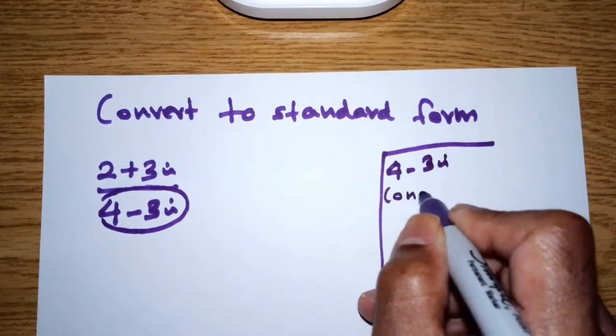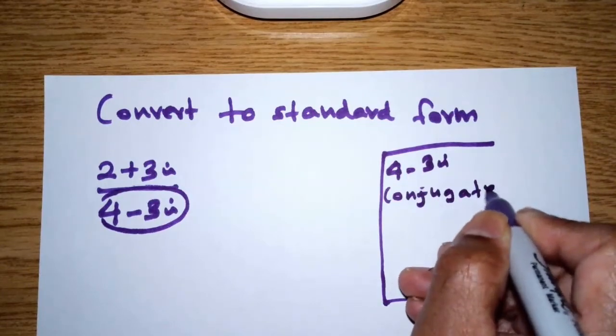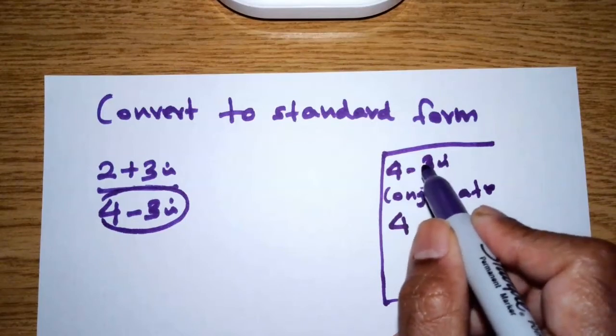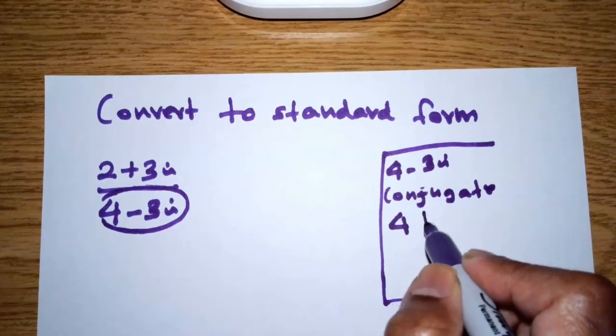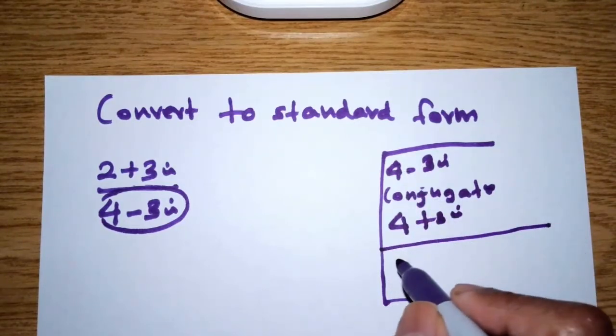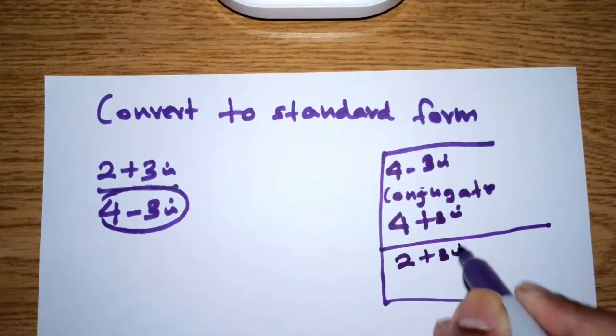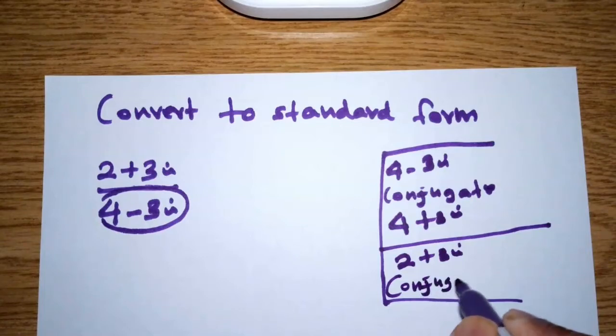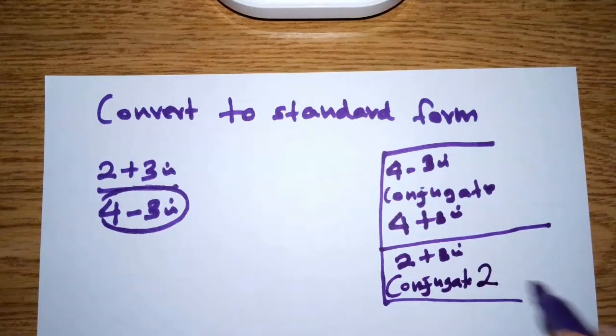how do you get the conjugate? What you do is you keep the real part fixed at 4, but you switch the sign of the imaginary part. So if it is negative 3i, you switch it to what? Positive 3i. So that's the conjugate of 4 minus 3i. Another example, if you have 2 plus 3i, and if you want to get the conjugate, you keep the 2 as it is, but instead of plus 3i, you put minus 3i. Okay, so you keep the real part fixed and you change the sign of the imaginary part.